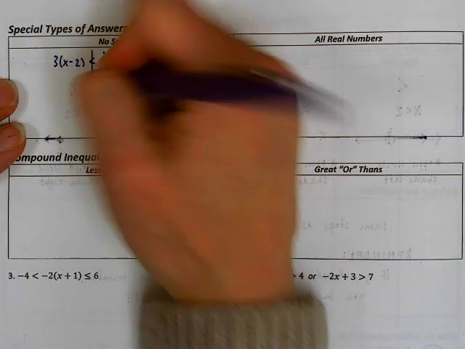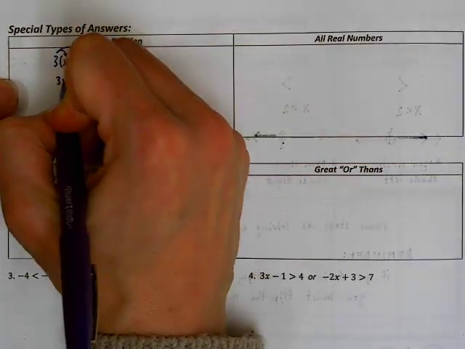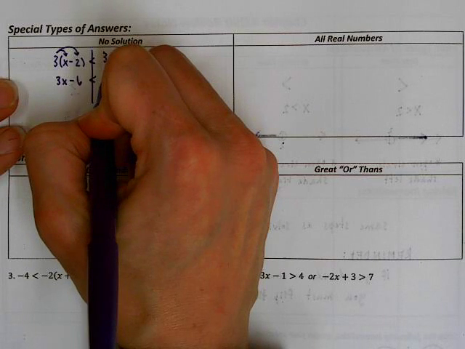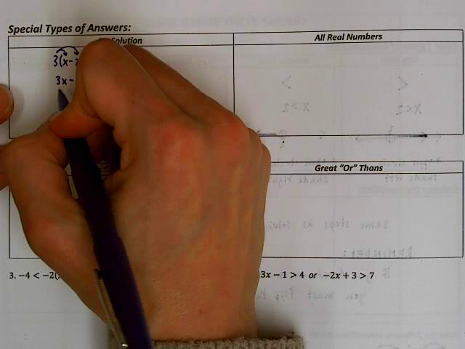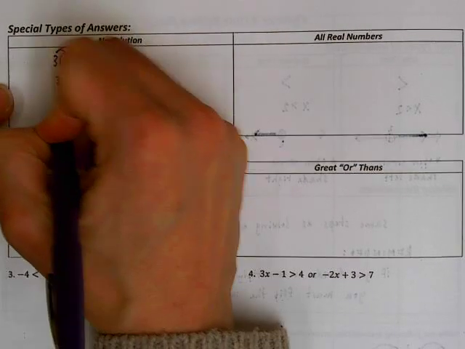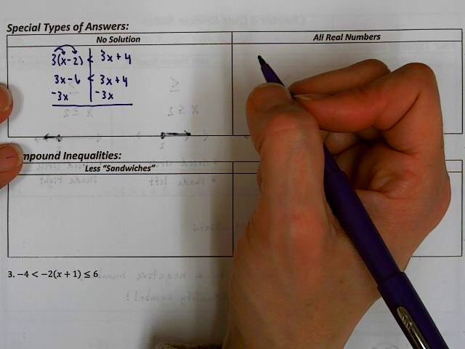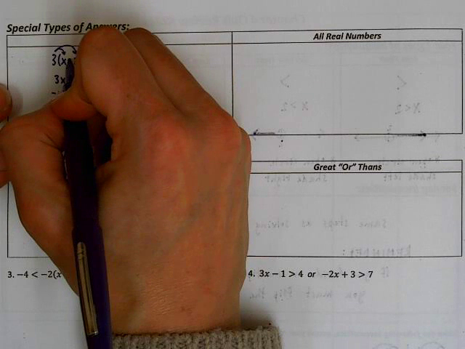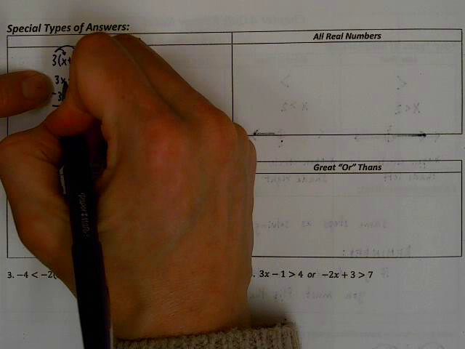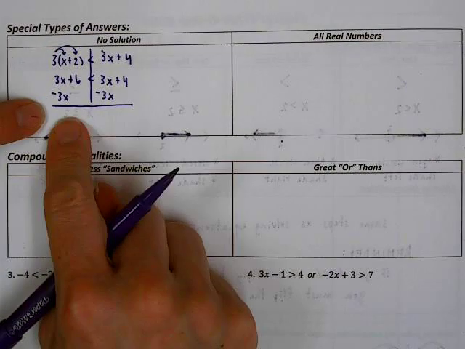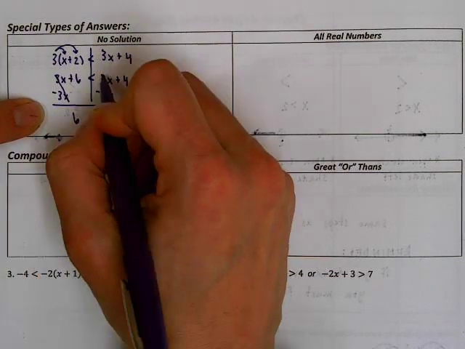If I were going to try and solve this, I would distribute first. Now, I want to move my variables over, so I'm going to subtract 3x on both sides. Oh, I'm going to make this a positive. Sorry, I have to back up here. So 3 times x plus 2, which makes this 3x plus 6. So now I'm going to subtract my 3x's. Those cancel, and I get 6 is less than 4.